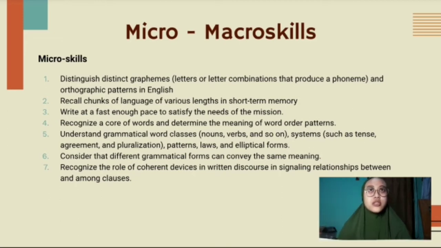Micro skills. First, distinguish distinct graphemes and orthographic patterns in English. Second, recall chunks of language of various lengths in short-term memory. Third, process writing at a fast enough pace to meet the needs of the task. Fourth, recognize a core of words and interpret word order patterns and their significance. Fifth, understand grammatical word classes, systems, and patterns, rules, and elliptical forms. Sixth, recognize that different grammatical forms can convey the same meaning. Seventh, recognize the role of cohesive devices in written discourse in signaling relationships between and among clauses.